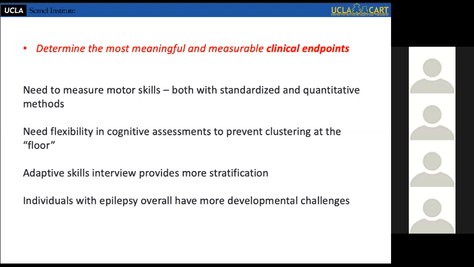We need more flexibility in cognitive assessments to prevent clustering at the floor, either with ratio IQs or maybe with other kinds of assessments. Our adaptive skills interview might provide more stratification. And then lastly, very importantly, is that our kids with epilepsy do have more developmental challenges, and we have to take that into account when we think about designing our trials and how we measure endpoints.